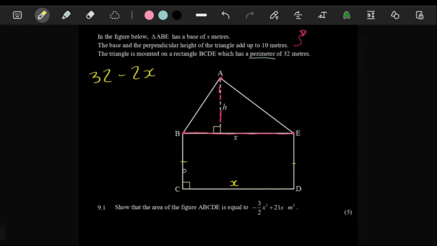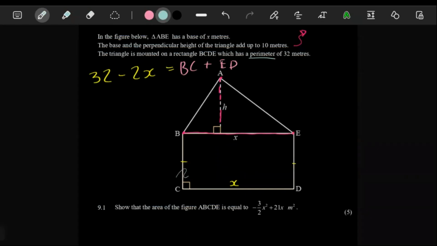So the distance of BC plus ED, right? What we know is 32 minus 2X. This is what BC and ED is equal to. ED and BC put together is equal to 32, which is the whole thing, minus 2X. However, we know that BC and ED are the same.